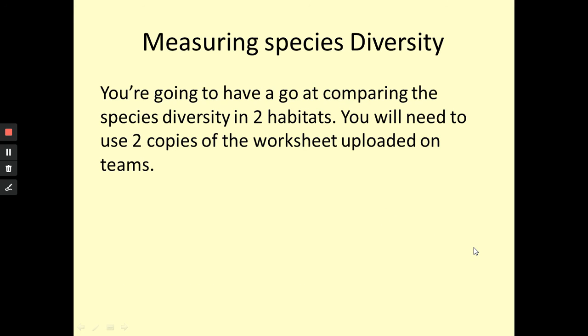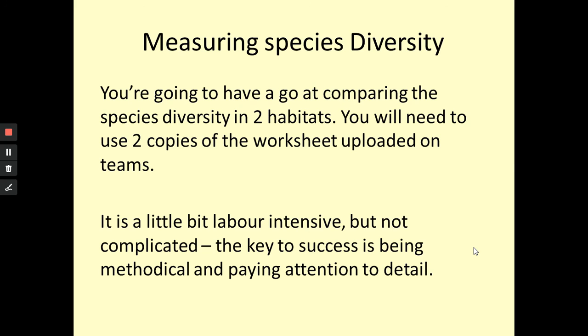So you're going to have a go at this. I want you to use the worksheet that I uploaded on Teams for you. And you'll need 2 copies because we're going to compare 2 different habitats. It is a little bit labour intensive, but it's not complicated if you just make sure you know what all the letters mean. And I think the key here is to make sure you just do it a little bit slowly, do it carefully to start with and pay attention to detail so you don't accidentally miss out a sum of or one of those kind of things.